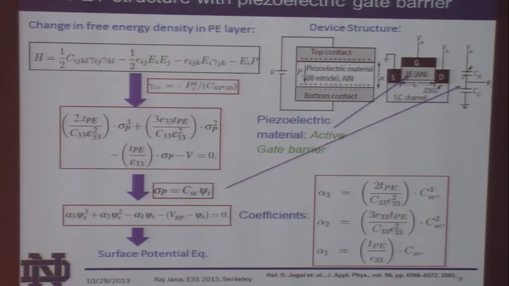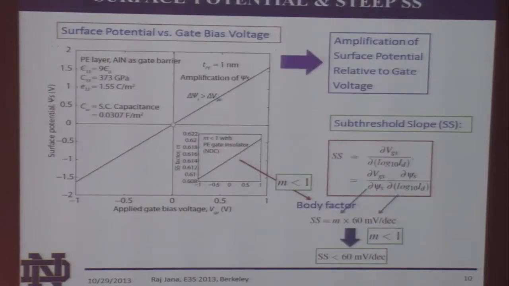And then I came up with some sort of surface potential equation with all the material parameters. This piezoelectric layer here, we use the AlN, because we are III-nitride. And then after that, I calculate the surface potential. It's clearly the change in surface potential. It's amplified, and the body factor is less than one. That actually translates to below 60 millivolt per decade.